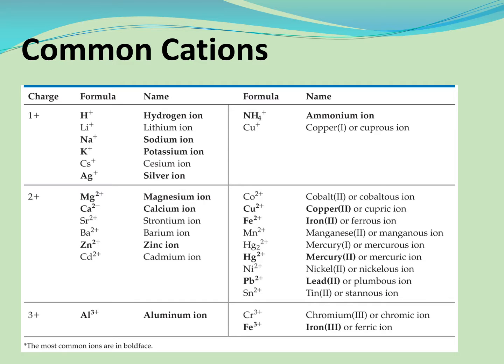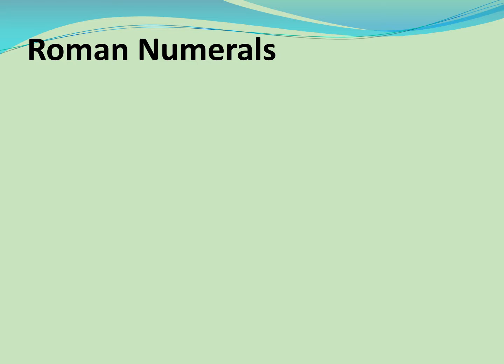Here is a table showing elements with a variety of charges. Once again, you could try to memorize this table, but I think it's going to be better for us to look at the periodic table and try to make connections with the element and the charge. Quickly going through Roman numerals because we're going to use these to identify our charge.